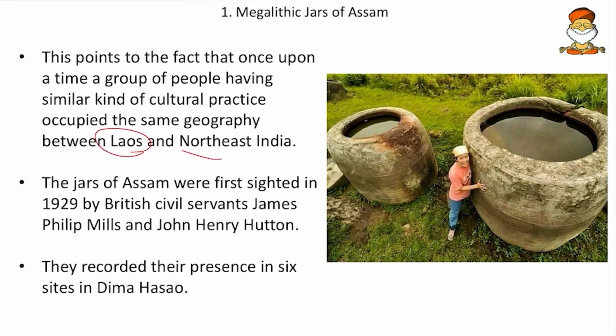And the jars of Assam were first cited by the British civil servants James Mills and John Henry Hutton. And they recorded their presence in 6 sites in Dima Hasao. So mark this Dima Hasao place and take a look at the jars again.